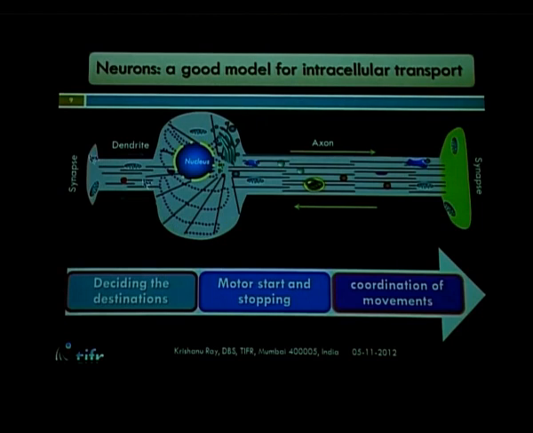Therefore, one can use a neuronal system which is kind of one-dimensional, because all the plus ends of the axon's microtubules are towards this side of the axon, and the minus ends towards this side of the axon. The traffic moves either towards the synapse or back from the synapse. So one can take this system and ask, how are different cargoes sorted over here, sent towards the presynaptic compartment, and then brought back to the cell body?